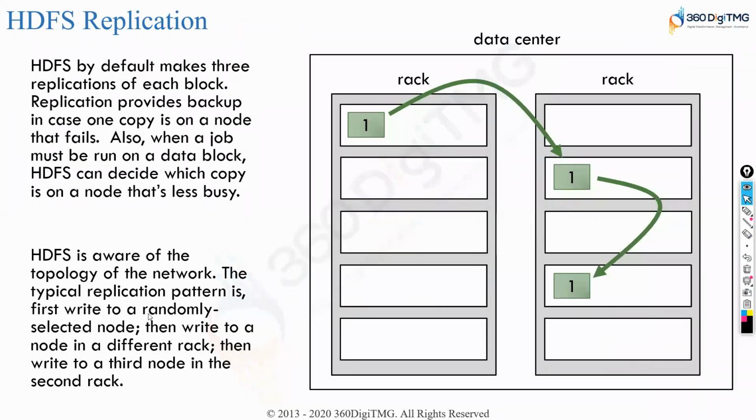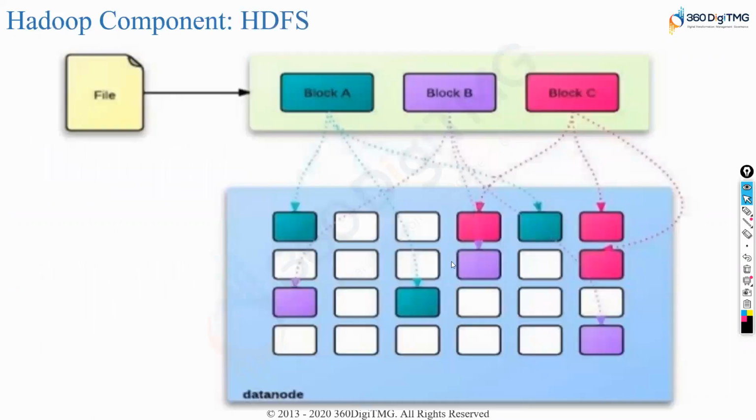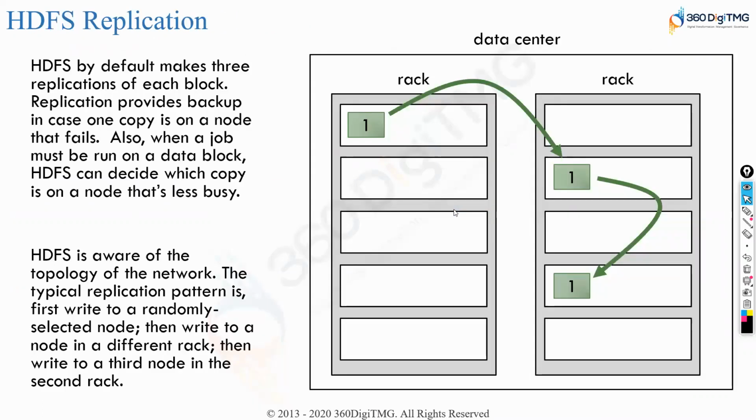Now, how is this replication actually done? What is the logic behind the scenes? There is an intelligent system, guys. It's not just randomly copying. There's science behind it. So let us try and understand that science.